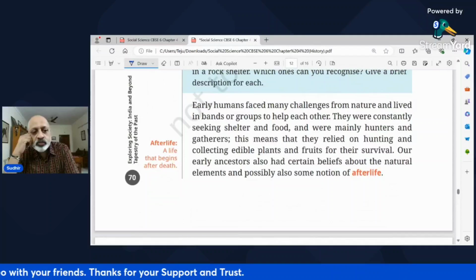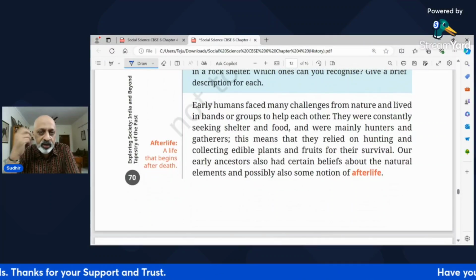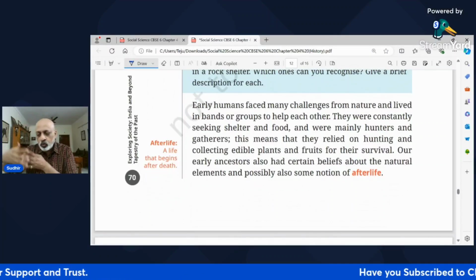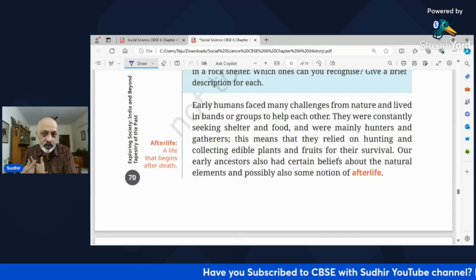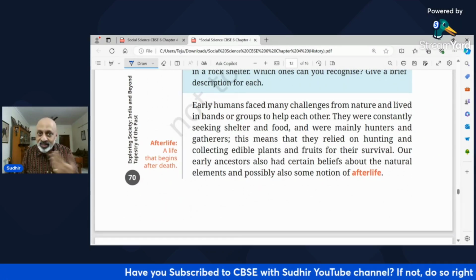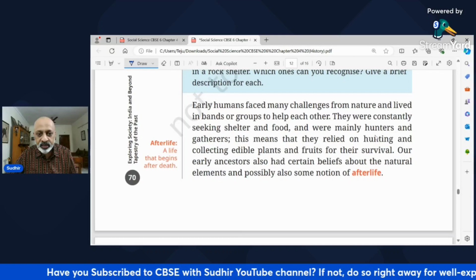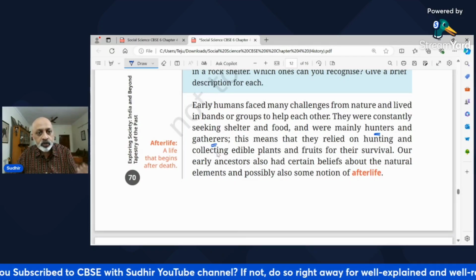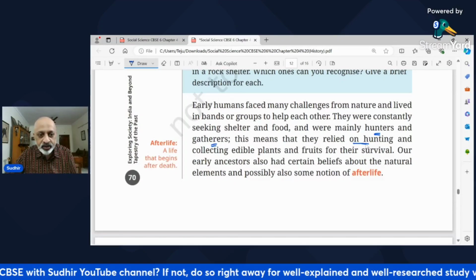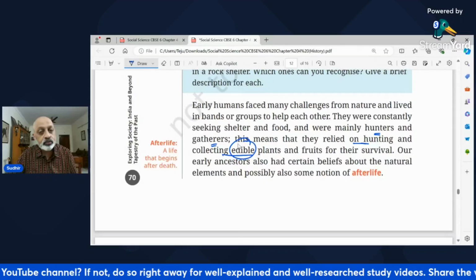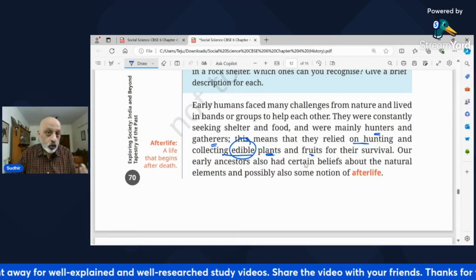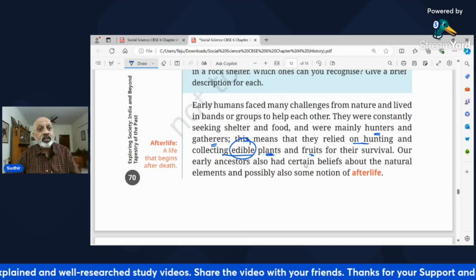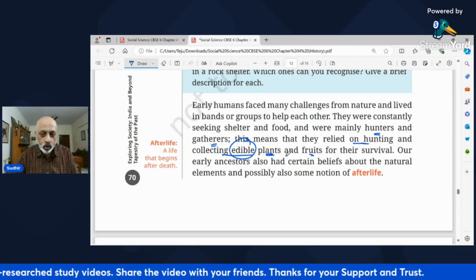Now, early humans faced many challenges from nature and lived in bands, and they were nomads, moved from one place to another, and they were constantly seeking shelter and food, and they were mainly hunters, that they would kill animals and eat them or gather food from the forest. So they relied on hunting and collecting edible, that is, what can be eaten, plants and fruits for their survival, because though they had discovered fire and subsequently they began to learn to cook also.